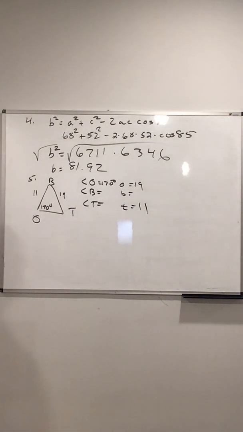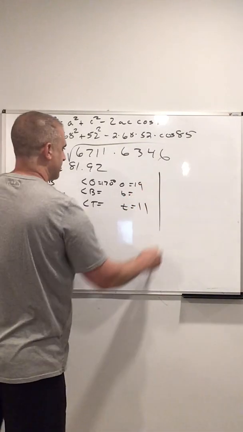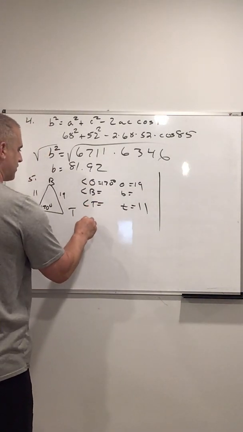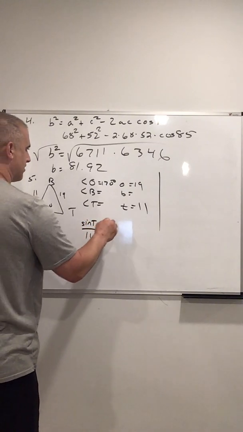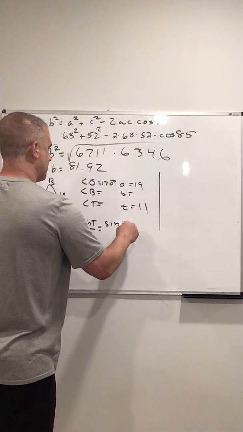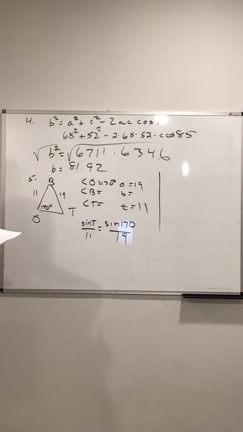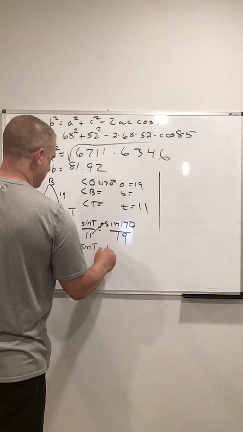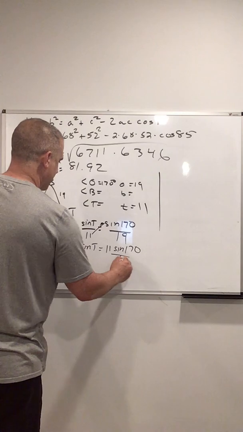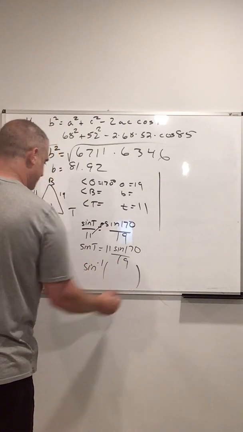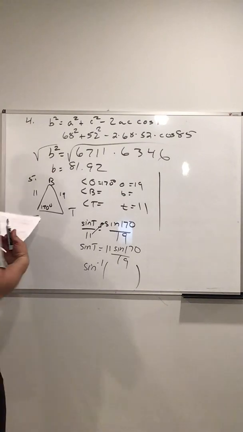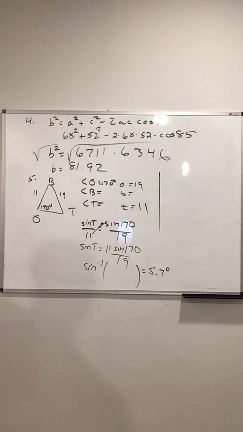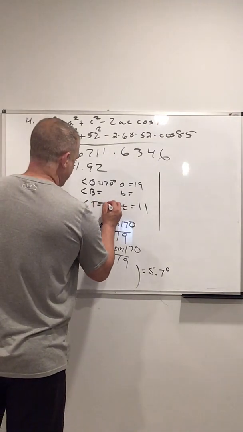So what this sets up is the law of sines special case, so there could be a possibility for multiple triangles here. What I would want to do is solve for angle T: sine of T over 11 equals sine of 170 over 19. Basically how you would solve that is sine of T would equal 11 sine of 170 over 19, and you take the inverse sine of that. What I got is 5.7 degrees for T.